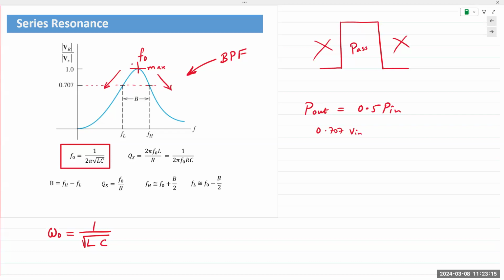Yeah, resonant frequency F0 is given by 1 over 2 pi root of LC. It's a constant for that circuit, right? Because the value of that component is not going to change.